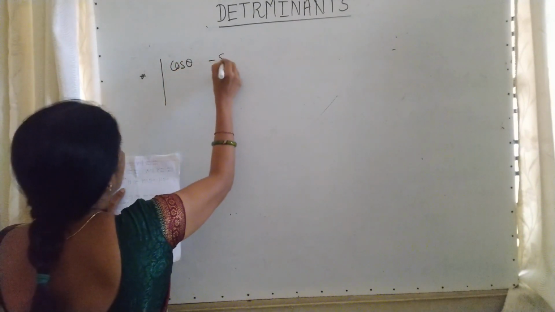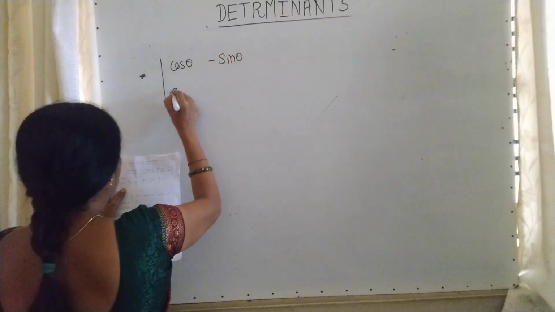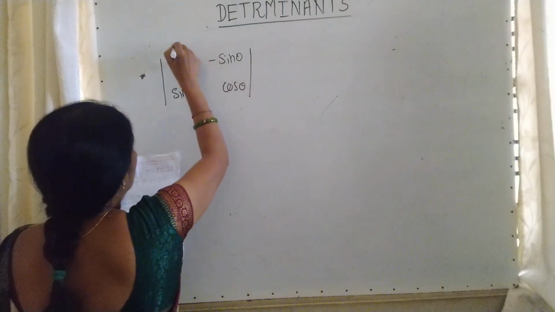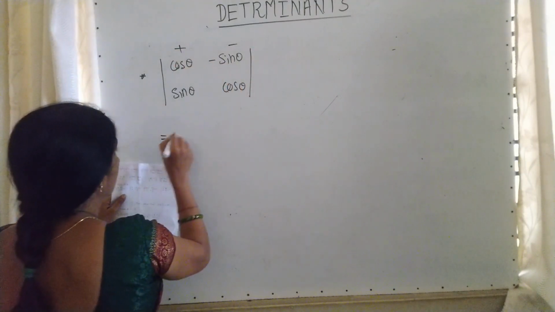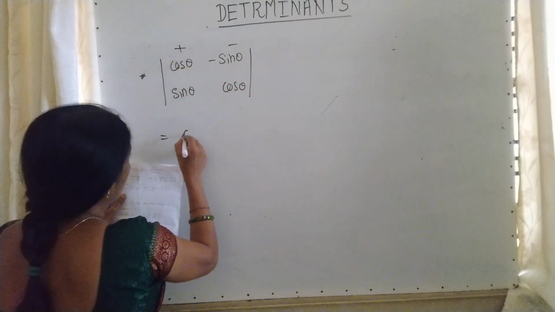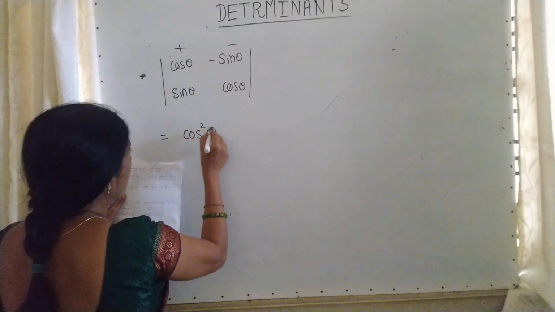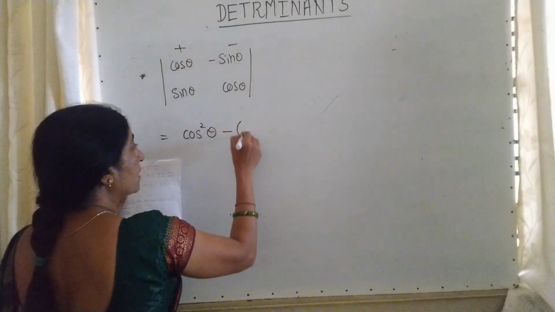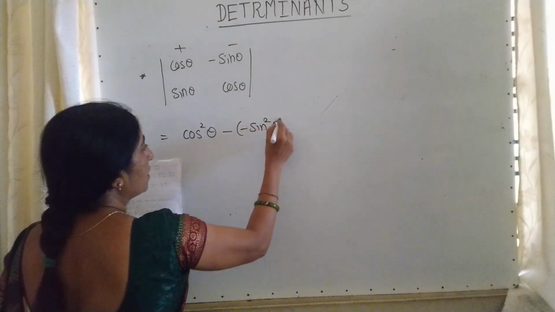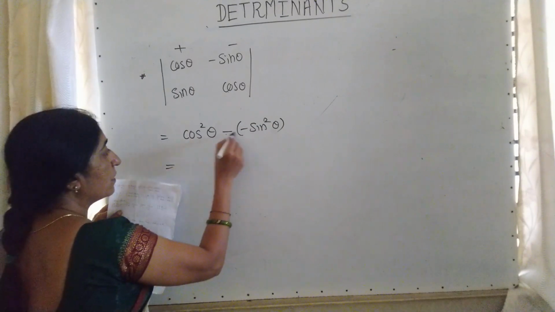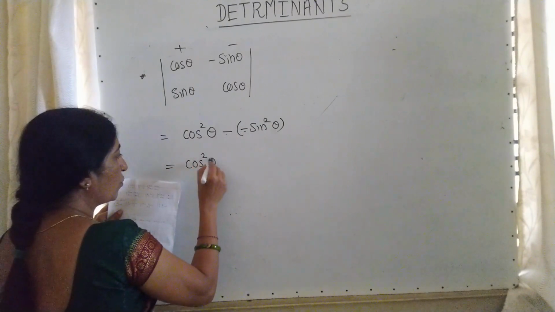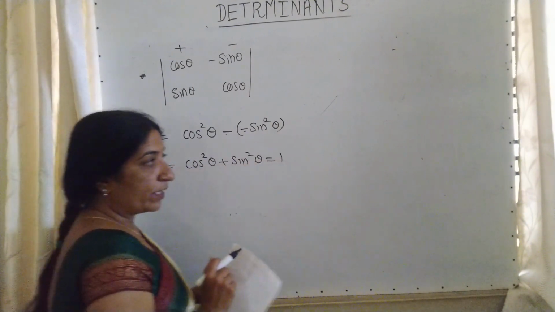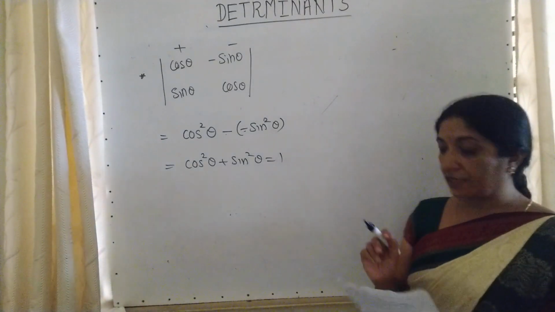Cos theta, minus sin theta, and this will be sin theta, cos theta. On the top write plus and minus. So from left top to right bottom, cos theta into cos theta is cos square theta. Middle minus, sin theta into minus sin theta is minus sin square theta. And minus into minus is what? Plus. Cos square theta plus sin square theta will be 1. So like this we are solving the examples.